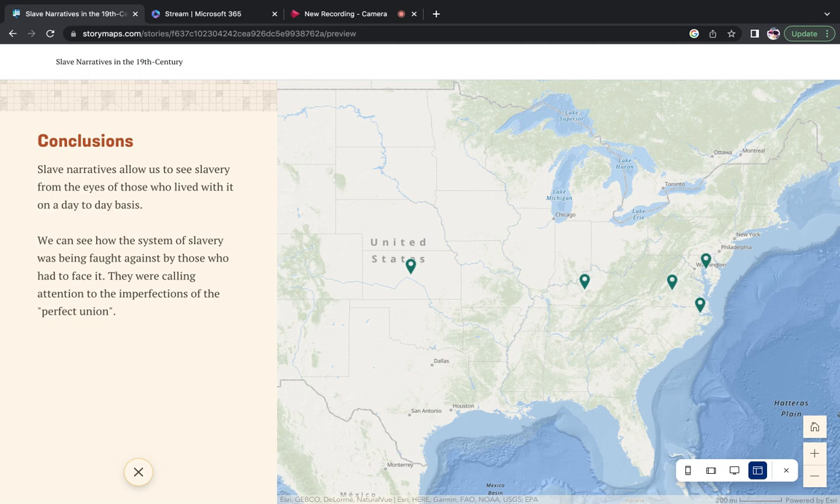These narratives were meant to elicit emotion and bring to the attention of people the horrors that they faced in enslavement, where they had no freedom in the country that prioritizes freedom. Essentially, they called out the hypocrisy of it all and laid the groundwork for change in the future.